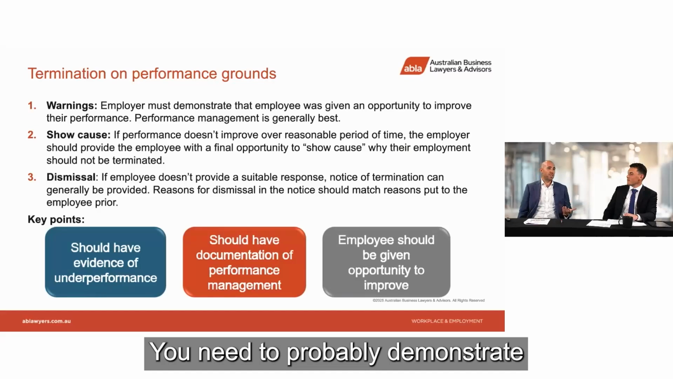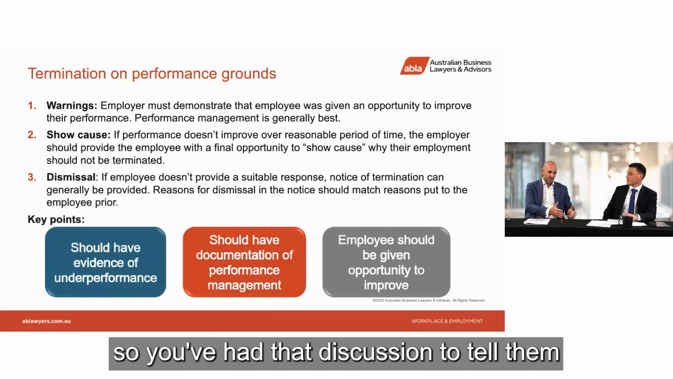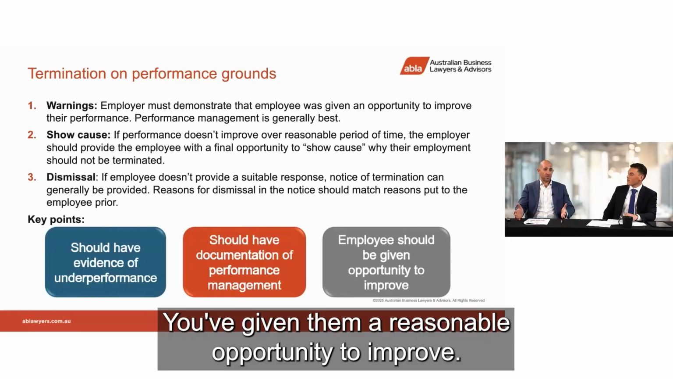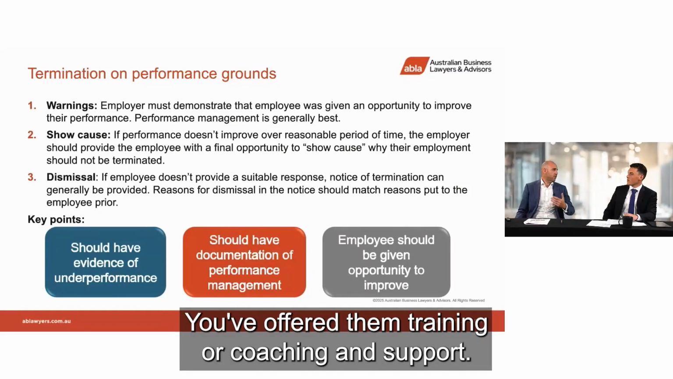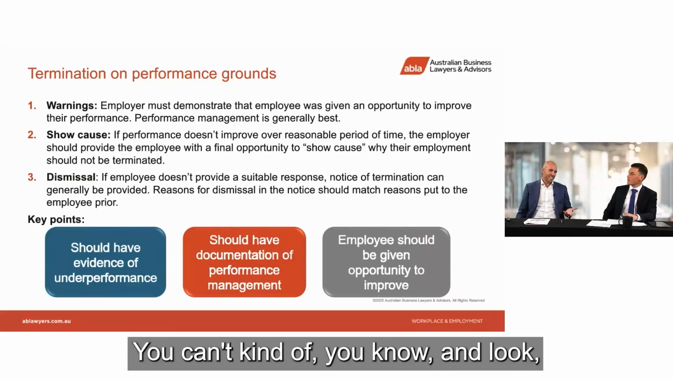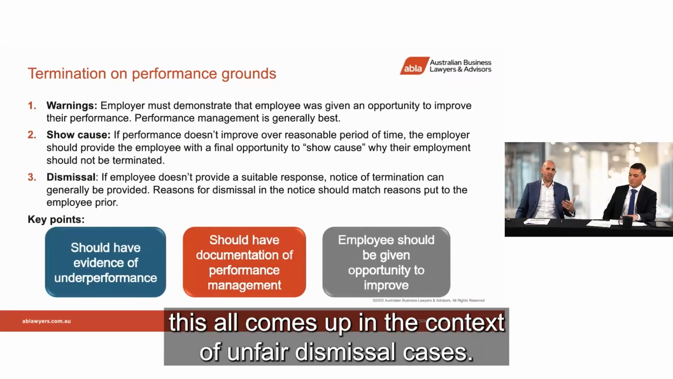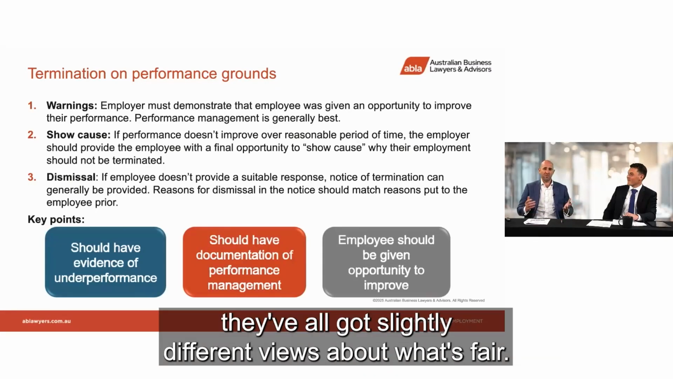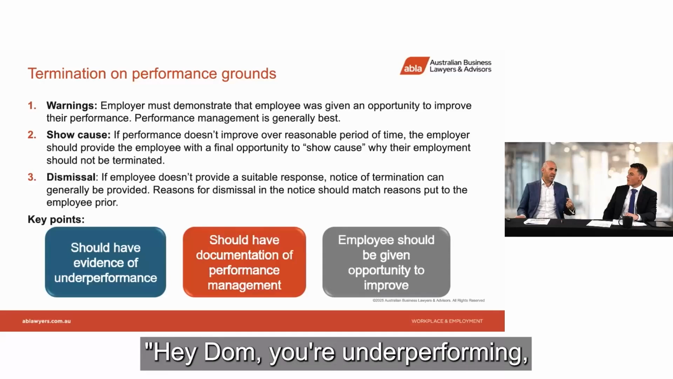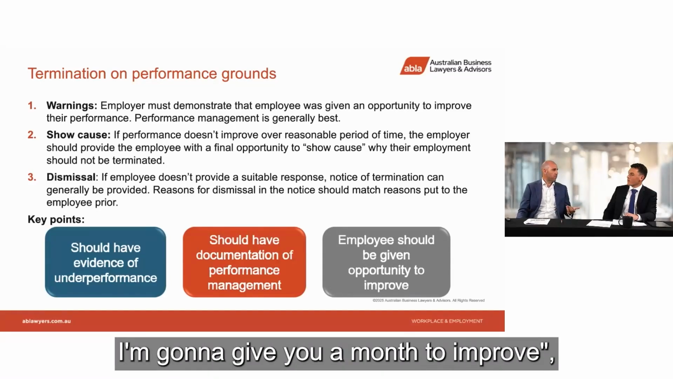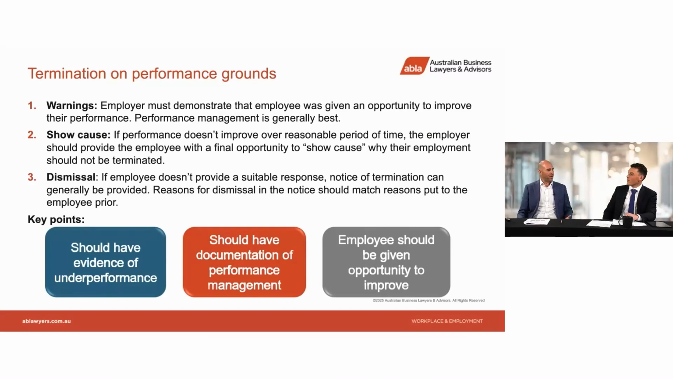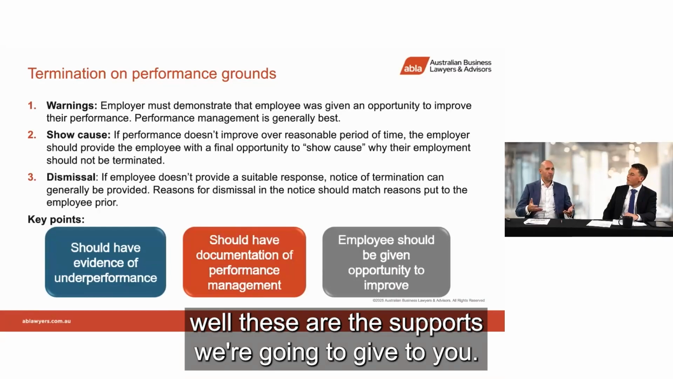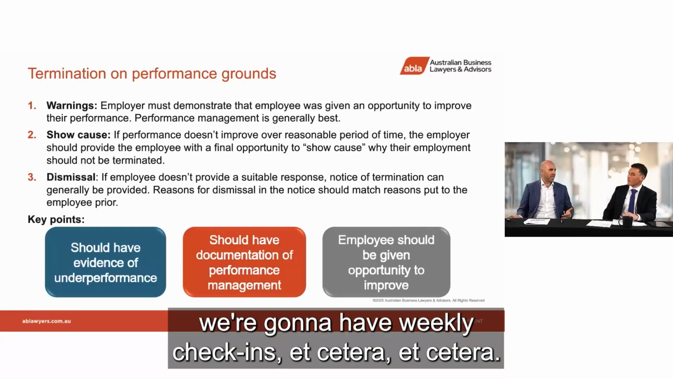You need to probably demonstrate that you've had that discussion to tell them where they're failing. You've given them a reasonable opportunity to improve. You've offered them training or coaching and support. Look, this all comes up in the context of unfair dismissal cases. There's 50 odd commission members. They've all got slightly different views about what's fair. But typically if you say, hey Dom, you're underperforming, I'm going to give you a month to improve, full stop, nothing more, that might not be enough because I haven't said, okay, well, these are the supports we're going to give to you. That we're going to have weekly check-ins, et cetera, et cetera.